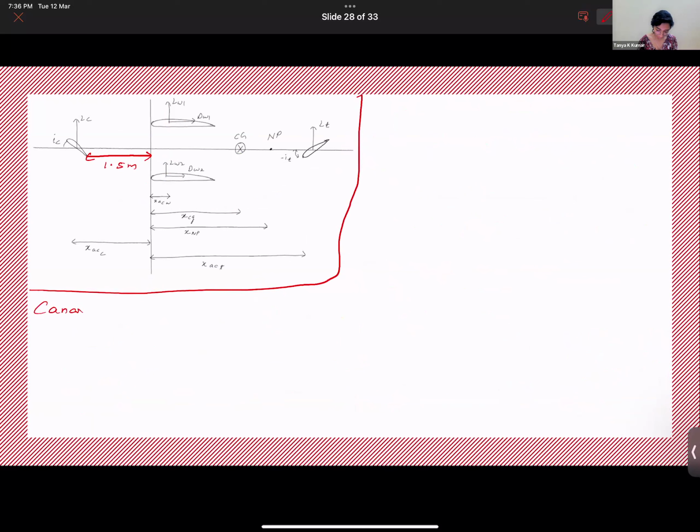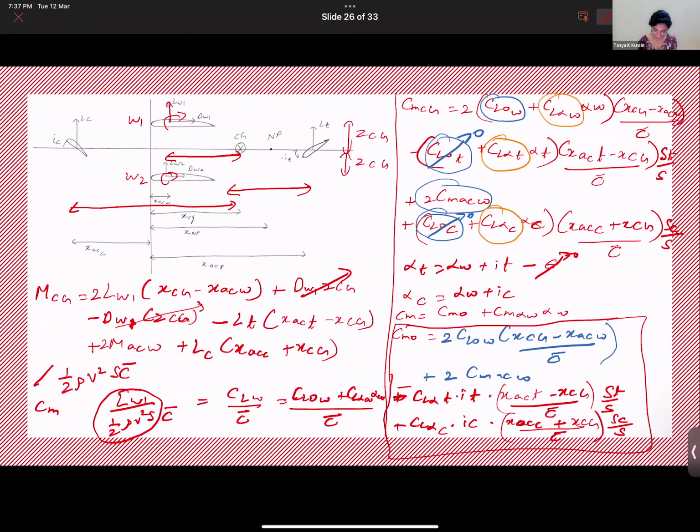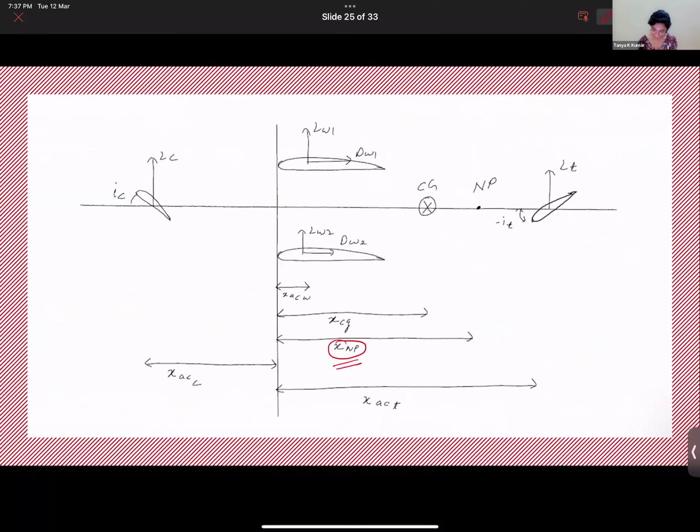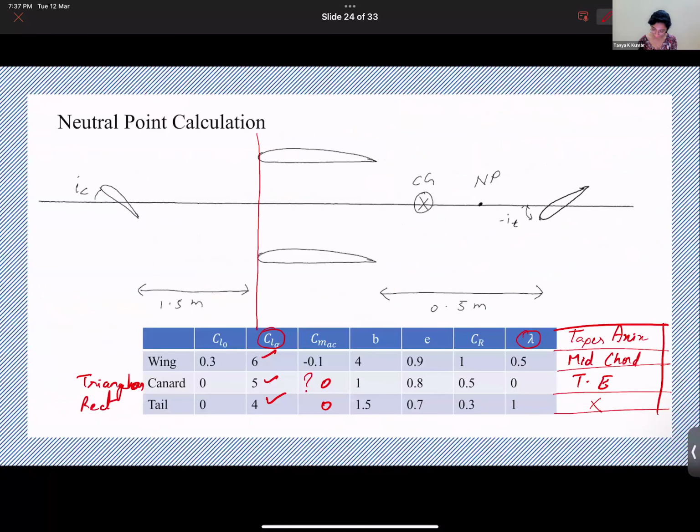We'll do it for each surface, for the canard. So now what do we need? You need SC. What is the area of the canard? Now from the table, we know that the canard was triangular, right? So it was triangular, where the span was 1 meter, root chord was 0.5 meter.